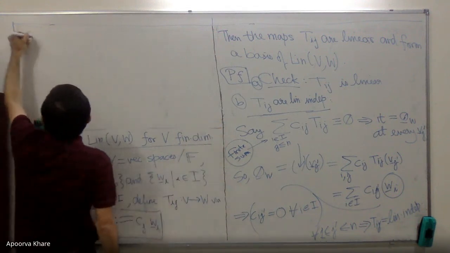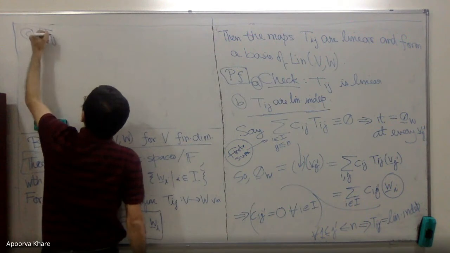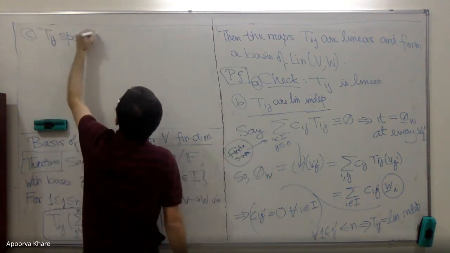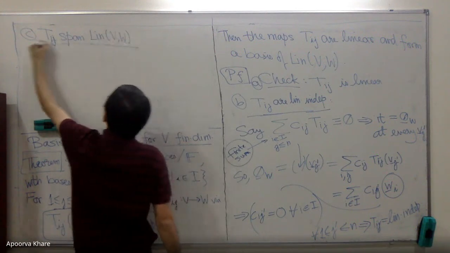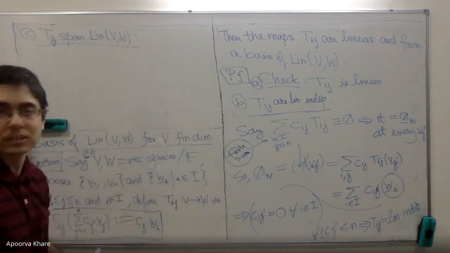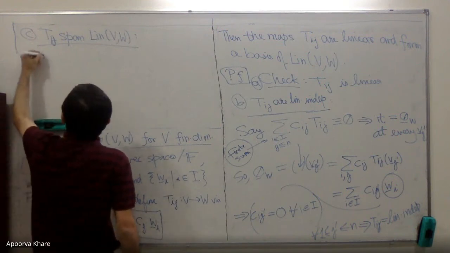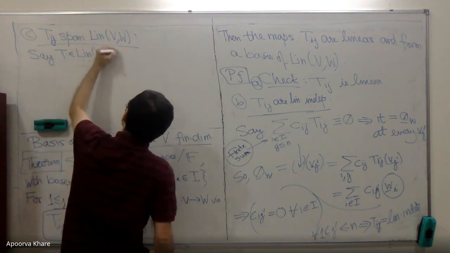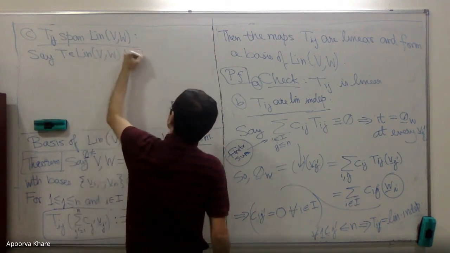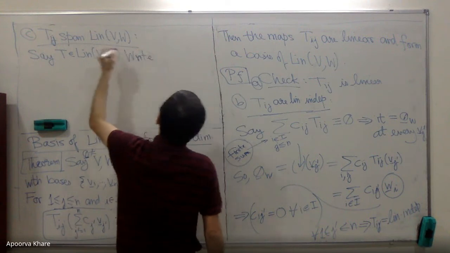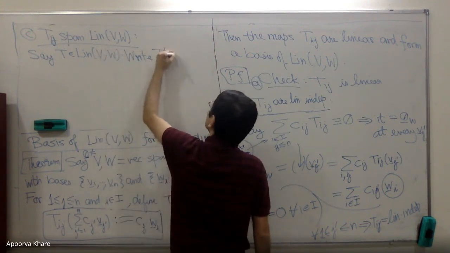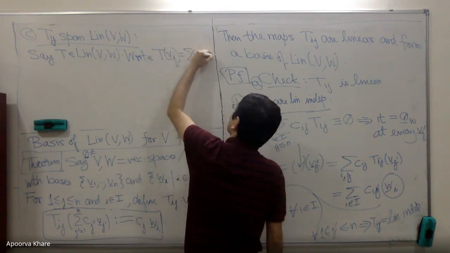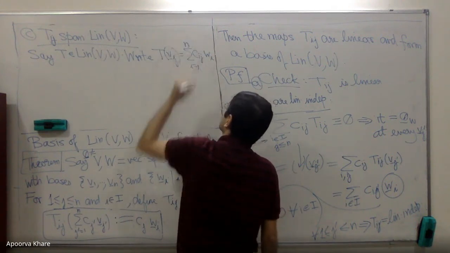So part C is the Tij span Hom(V, W). And this is also not hard. So suppose I'm given some linear transformation. So say T belongs to Hom(V, W). Write T of Vj to be the summation of Cij Wi, i goes from 1 to L.